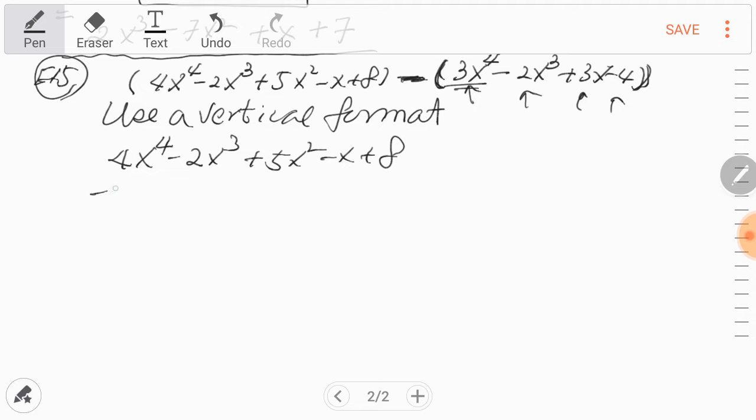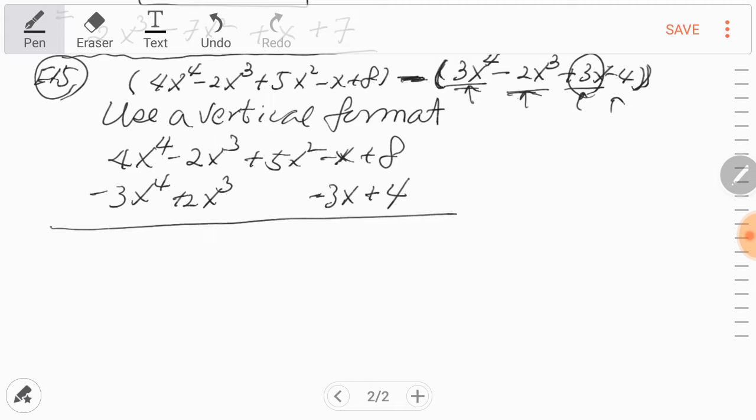So minus 3x to the fourth power. And the second term is plus 2x cubed. The third term is minus 3x. Minus 3x, but this is x term. So there's no x squared term, so leave a space here. And then x term goes right under this x. So minus 3x. And then plus 4. So 3x becomes minus x, and the location of the minus x is below this x term. Okay, and add these two lines.